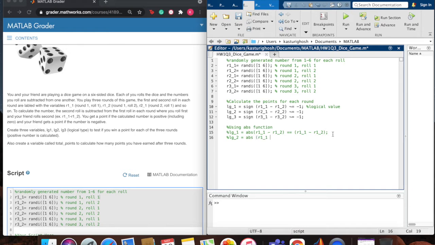So this is round 2, R2 1 minus R2 2 double equals the same. For the third one, I am just going to copy the same thing because it's a really similar code, and then I'm going to edit it. So I'm going to say LG3, I'm going to say round 3, round 3, 3, and 3.